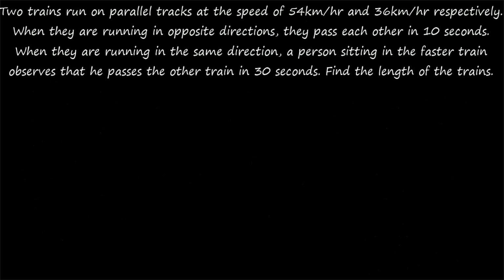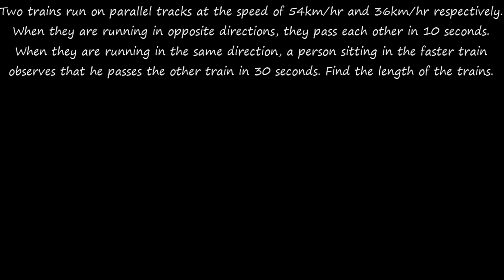Question number 2. Two trains run on parallel tracks at the speed of 54 km per hour and 36 km per hour respectively. When they are running in opposite directions, they pass each other in 10 seconds. When they are running in the same direction, a person sitting in the faster train observes that he passes the other train in 30 seconds. Find the length of the trains.